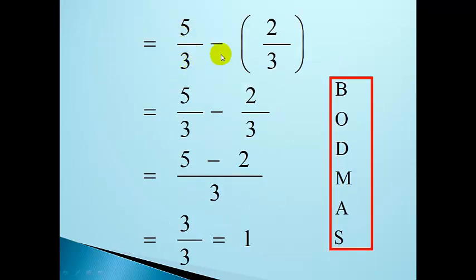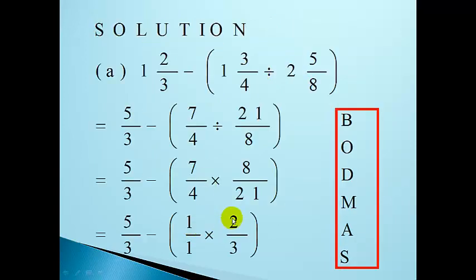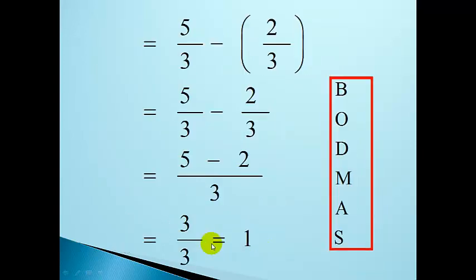So 5 over 3 minus 2 over 3. That is when you simplify the expression in the bracket. Let's go back. 1 times 2 equals 2. And 1 times 3 equals 3. So this is equal to 2 over 3 in bracket. And that is how come we have 2 over 3 in the bracket. So we now have 5 over 3 minus 2 over 3. Now we open the bracket. So we have 5 over 3 minus 2 over 3.